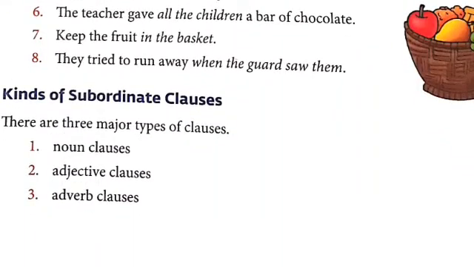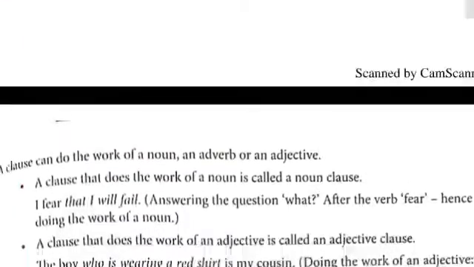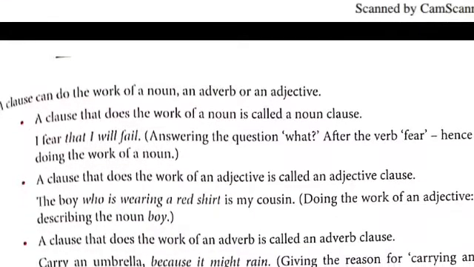Now, there are different kinds of subordinate clauses, basically three: noun clause, adjective clause and adverb clause. A clause can do the work of a noun, an adverb and also an adjective. A clause that does the work of a noun is called a noun clause. It answers the question what after the verb. For example, I fear that I will fail. You have to ask what you fear: that I will fail. So that is the noun clause.